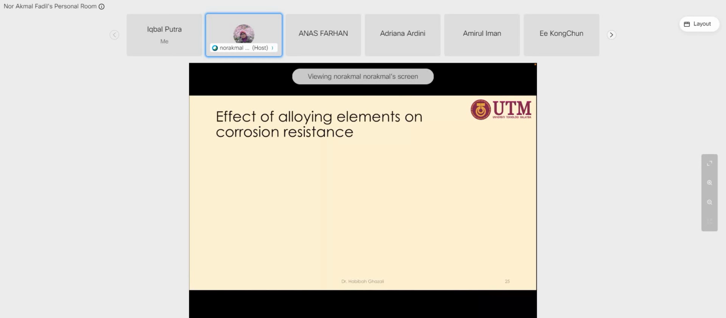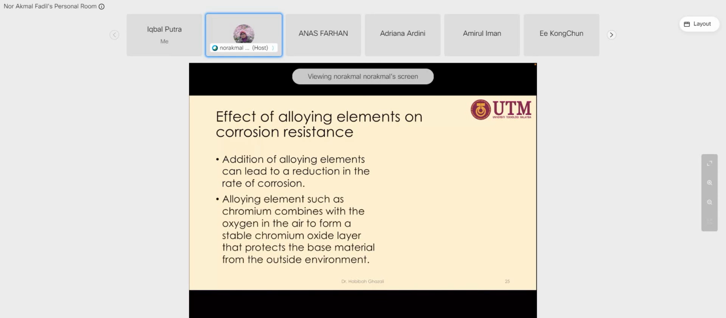So, the effect of alloying elements on corrosion resistance: how by adding an alloying element, it can lead to a reduction in the corrosion rate. Alloying elements such as chromium, what happens if you add chromium? It will combine with the oxygen in the air to form a stable chromium oxide layer that protects the base material from the outside environment. The base material is the steel structure itself.